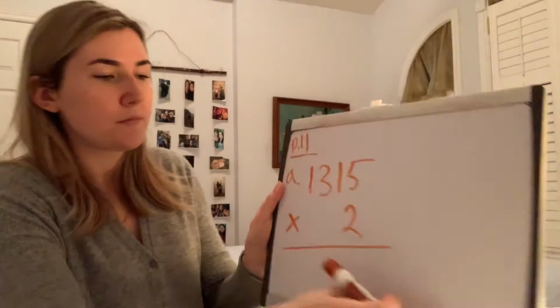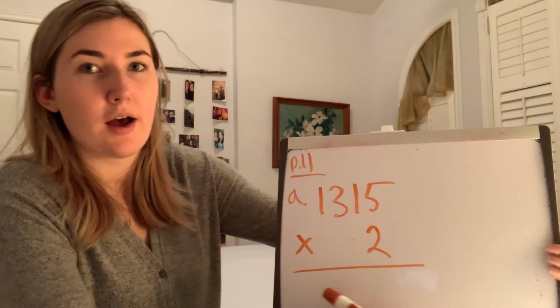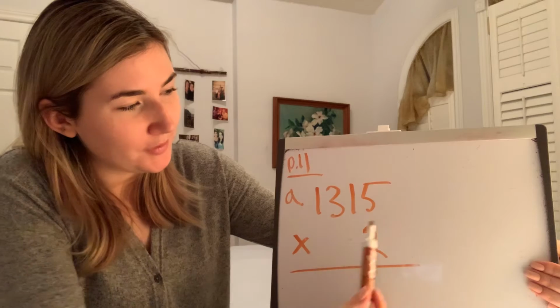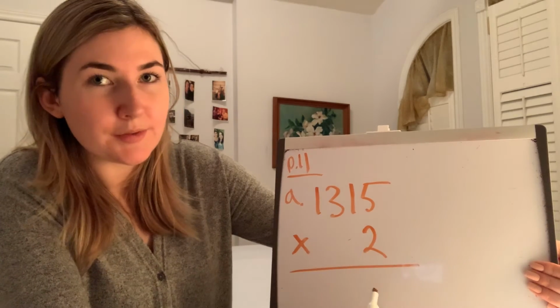All right, and for part 11, we have some addition and multiplication problems. I'll just get that set up. So our first one is 1,315 multiplied by 2. So we'll walk through the first two examples together, and then you can do the rest on your own. So we know 5 times 2 equals 10.